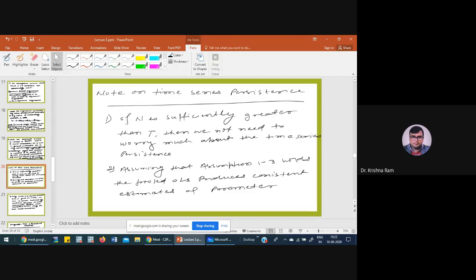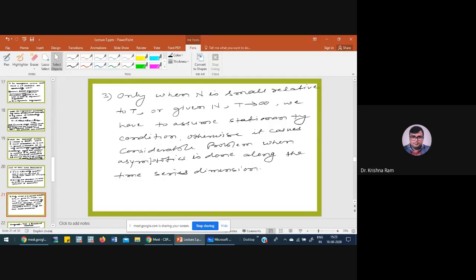This is the particular persistence of time series. Sometimes in a data set you have a time effect that you are ignoring here. Probably in the next few slides we will talk about time series persistence also. So assuming that assumptions 1, 2, 3 hold for pooled OLS, it gives consistent estimates of the parameters, and that happens only when n is sufficiently large as compared to t.